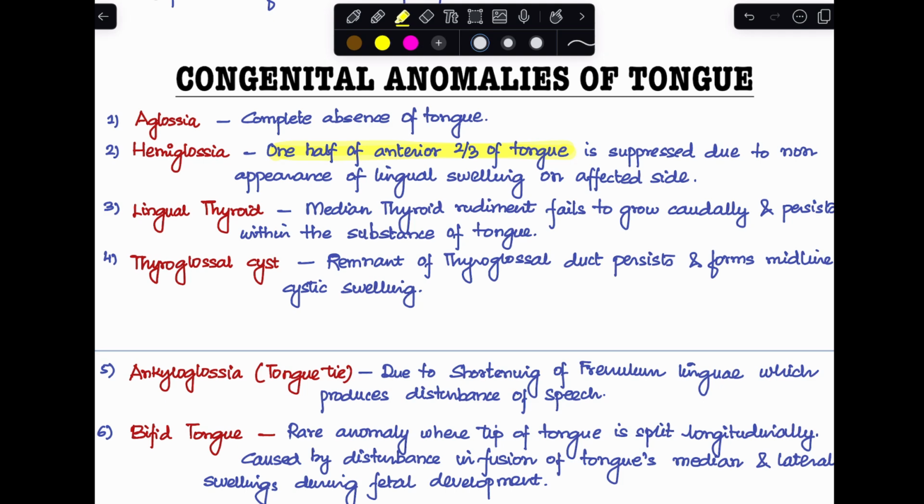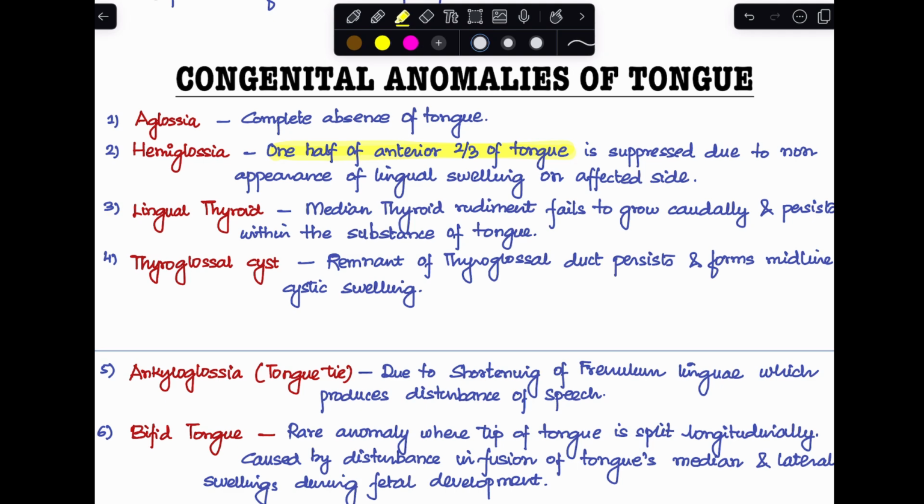And lastly is bifid tongue. This is a very rare anomaly where the tip of the tongue is split longitudinally. This happens because of a problem in the fusion of the lateral and the median swelling during the fetal development. The lateral swelling being the lingual swelling and the median swelling being the tuberculum impar.